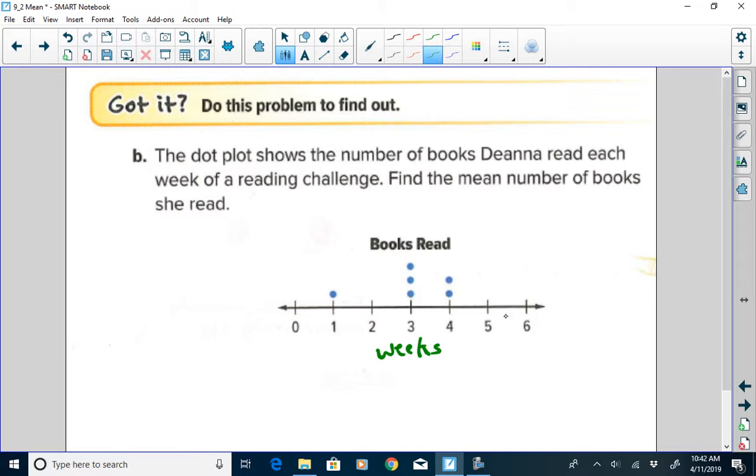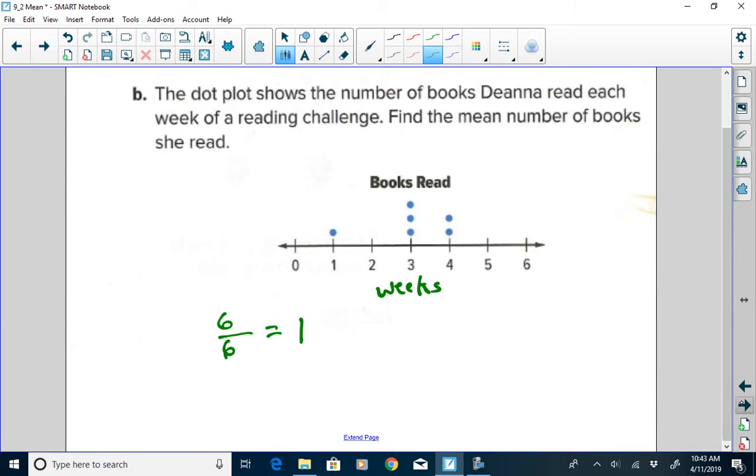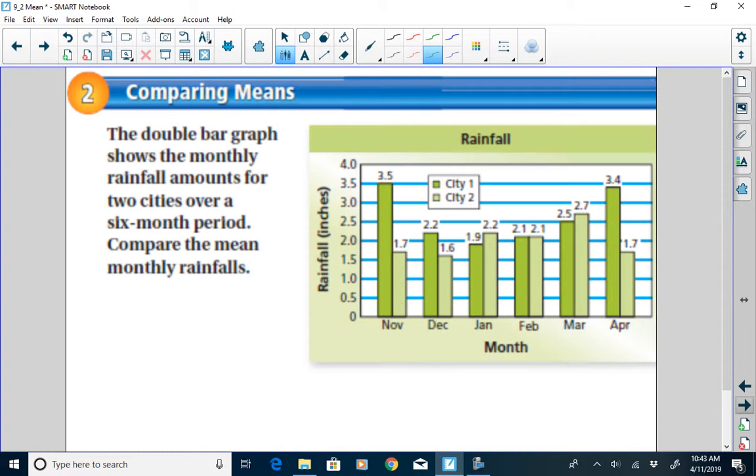Yeah, she's read a total of 6 books. So we have 6 books over a total of 1, 2, 3, 4, 5, 6 weeks. 6 books over 6 weeks means we'd have a mean of 1 book, right? 1 book for each week. All right, let's take a look at another example.